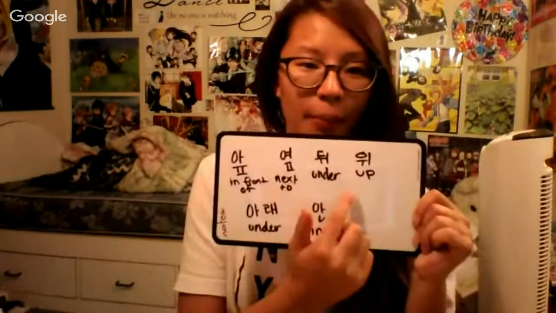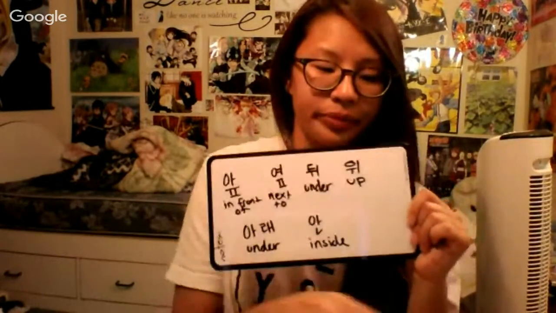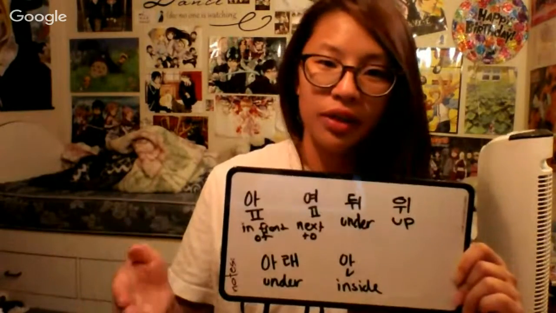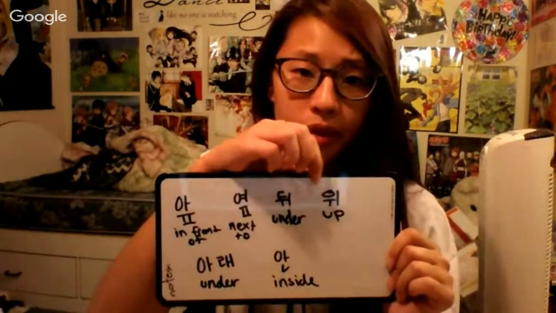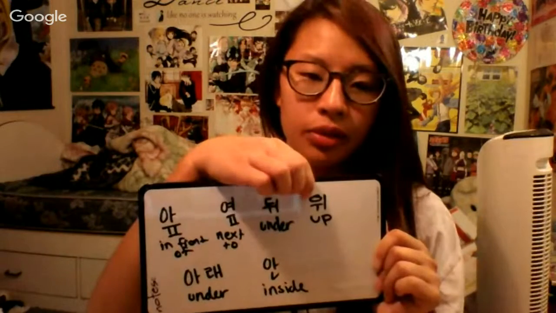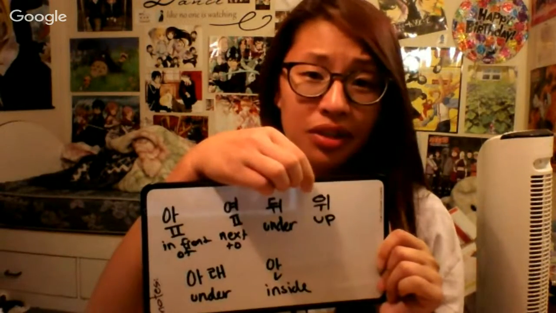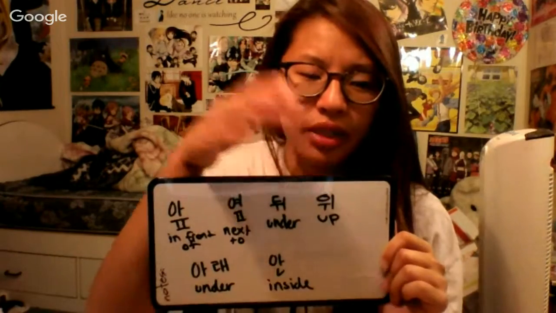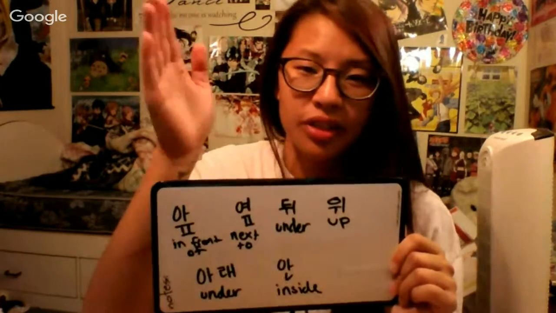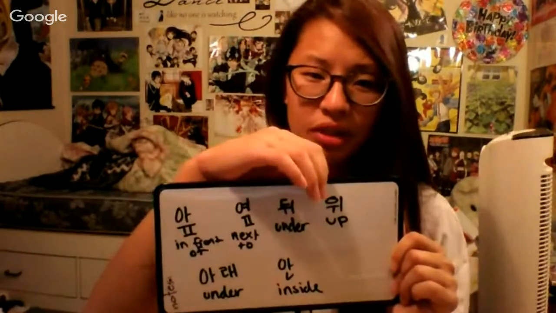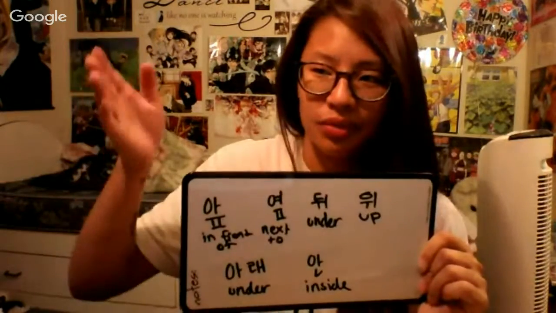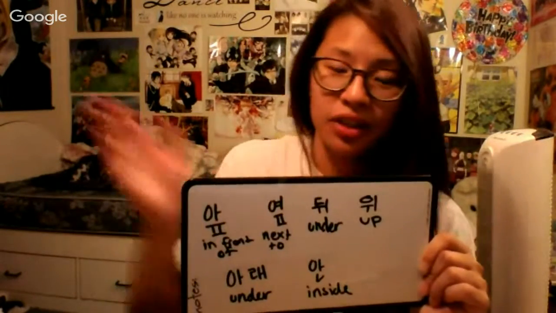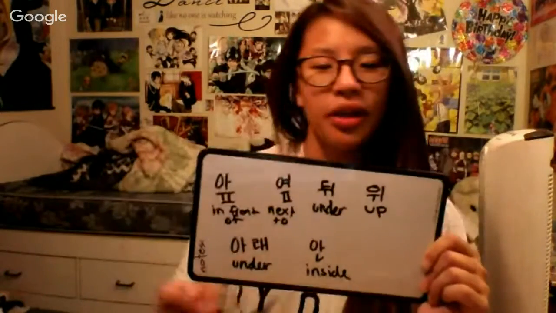Alright, so 위. It's kind of like saying we, but it's like we. When I was teaching the alphabet, people do have trouble saying the diphthongs, and this is pretty much one of them. It's like saying we, but when you say it quickly, it's not that sloppy sounding, but pretty much, yeah. Okay, and then 아래, which is under, just meaning lower than you, something like that. Okay, and then 안 is inside.